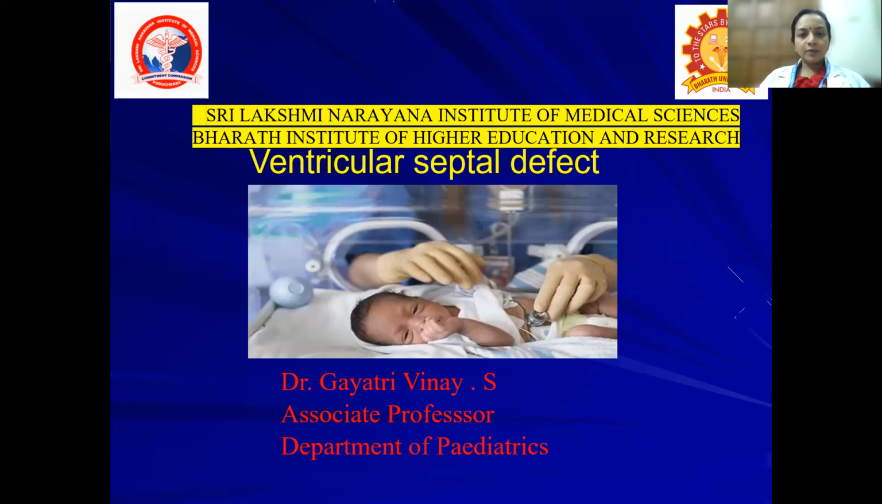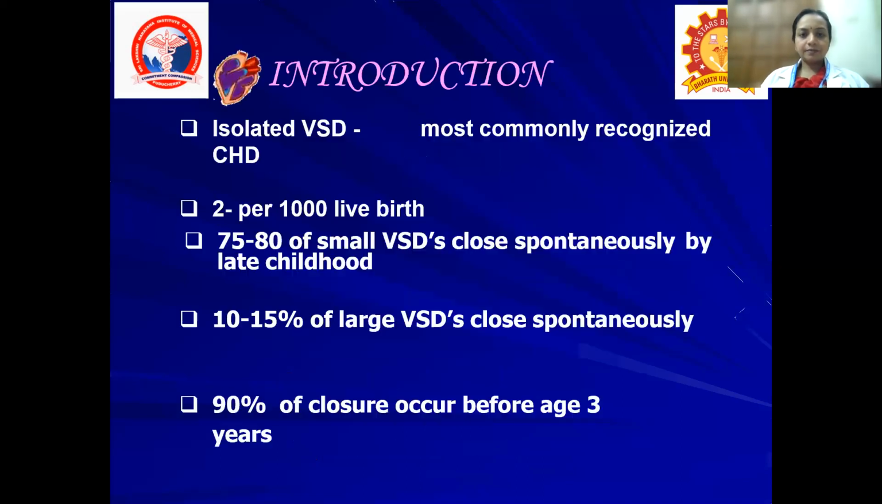Today we are going to talk about ventricular septal defect. Isolated ventricular septal defect is the most commonly recognized congenital heart disease. The incidence is around 2 per 1,000 live births. 75 to 80% of small VSDs close spontaneously by late childhood. 10 to 50% of the large VSDs close spontaneously. 90% of those which close usually do so before the age of 3 years.